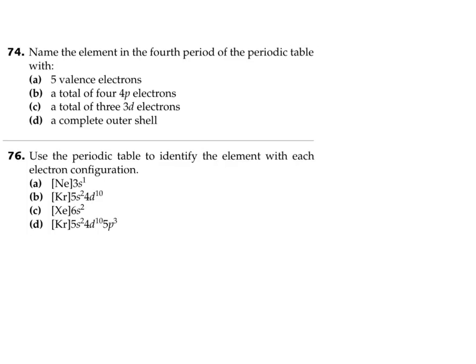So a total of 3 d electrons. Oh, that's a good one. Remember, d is n minus 1, so what period are you going to look in? The other way. So not 2, but 4, yep. If you look in n is equal to 4, yep. Period 4, yeah.